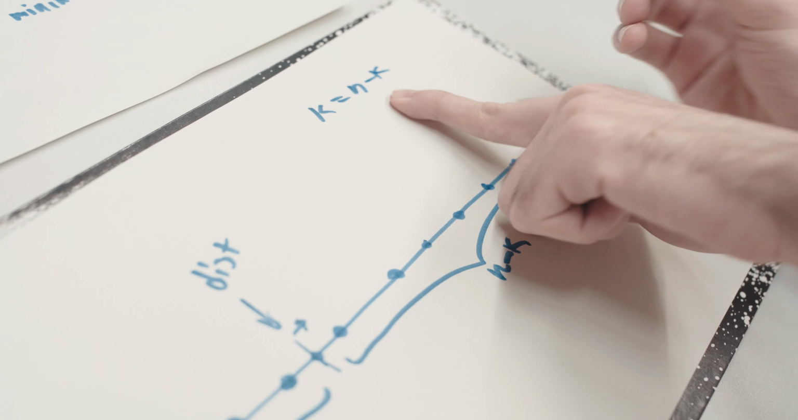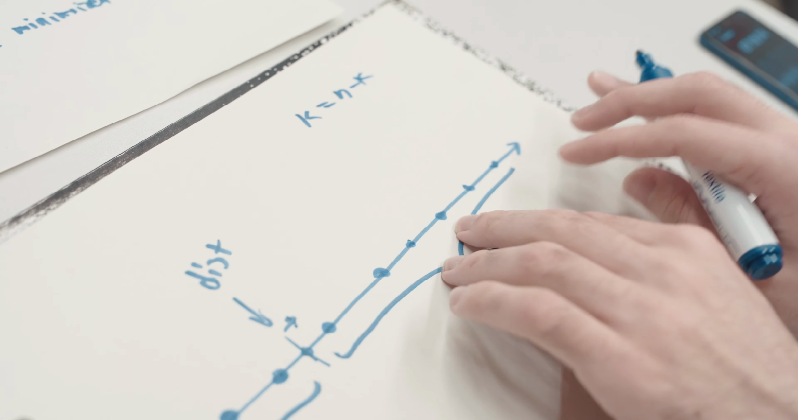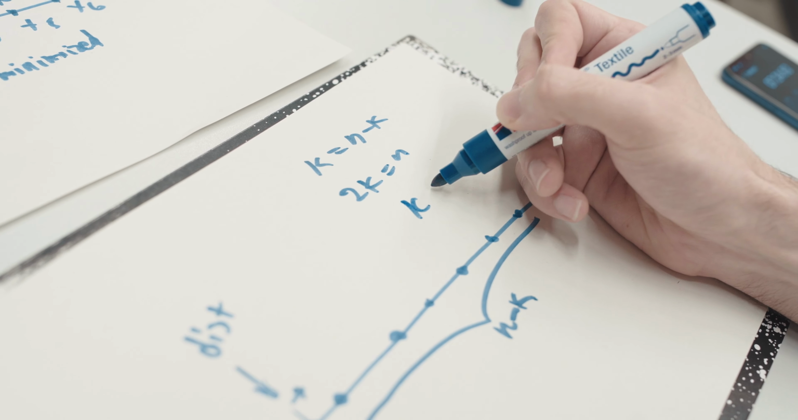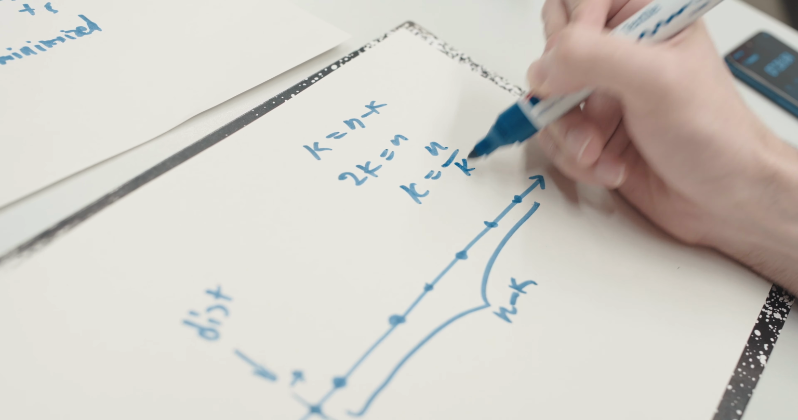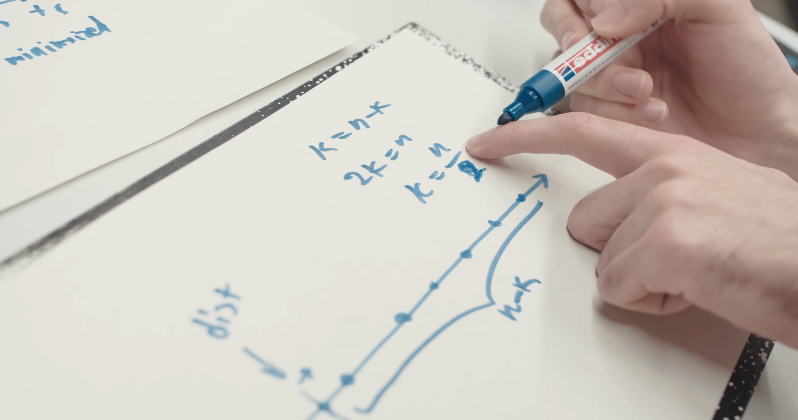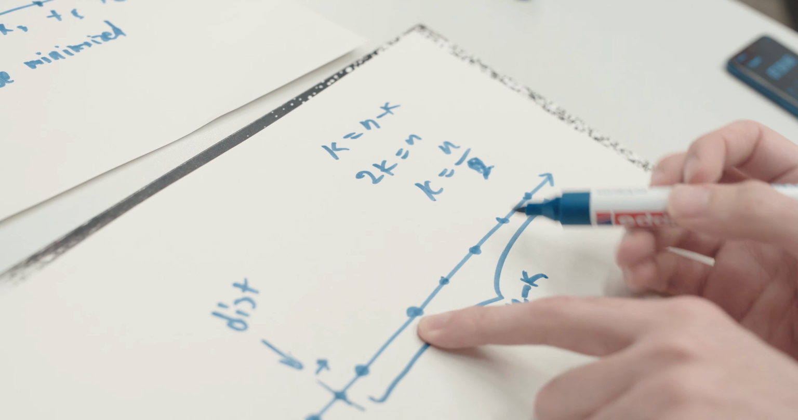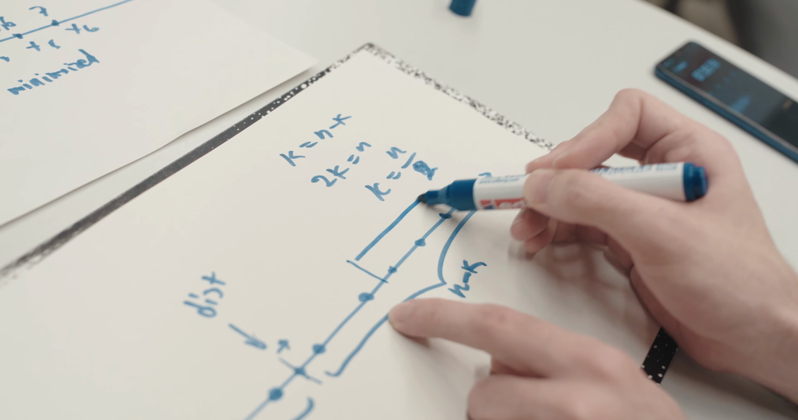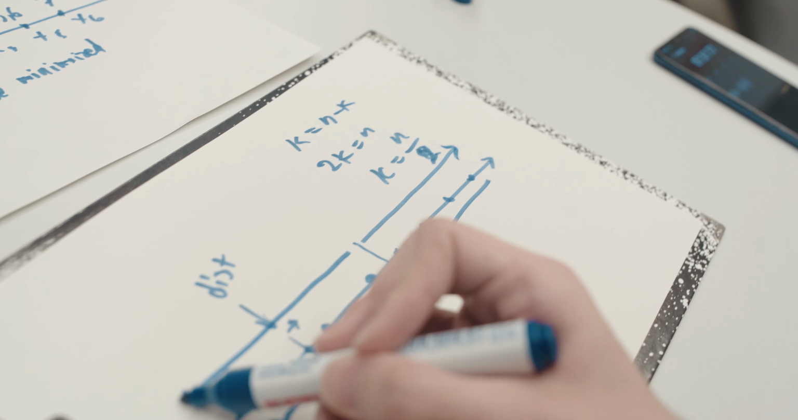Okay, I want them to be equal, because no one gains, no one loses, right? And then I just do this, and you see that k has to be n divided by 2. So half of the people have to be on the right side, and half of the people have to be on the left side.